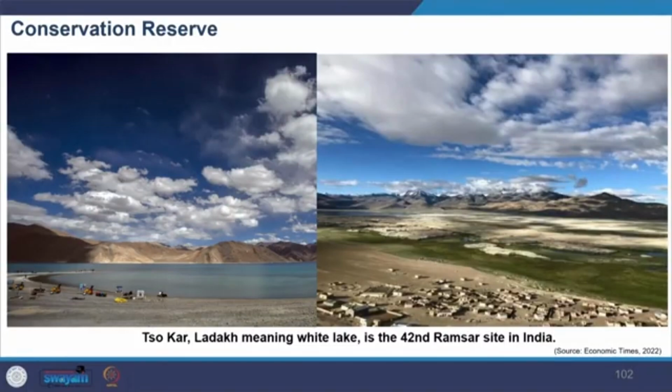Again, the power of notifying this lies with the state governments, and they can notify this area. An example of this is Shokar, Ladakh, which you can see here, identified as a conservation reserve site. And then you also see the efforts at the international level to bring responsibility under one umbrella.